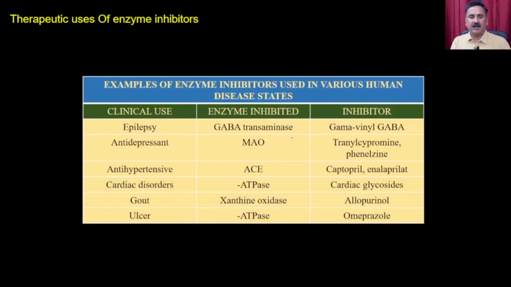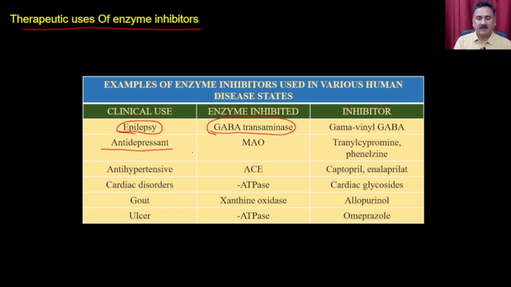So apart from cancer, we have other examples of the therapeutic usage of enzyme inhibitors. You can have the clinical use for epilepsy, where you are inhibiting the enzyme called GABA transaminase, and the inhibitor is called gamma-vinyl GABA, right? Then we have the drugs for antidepressants, targeting MAO, and the inhibitors are tranylcypromine and phenelzine. These are the two different types of inhibitors. And then we have the antihypertensive drugs, targeting angiotensin-converting enzyme. The drugs' names are captopril and enalapril.